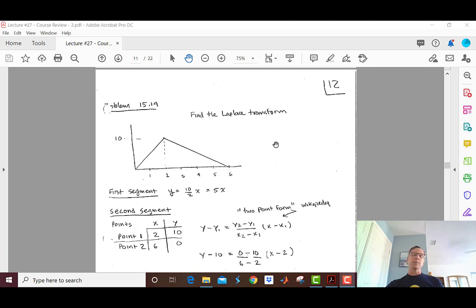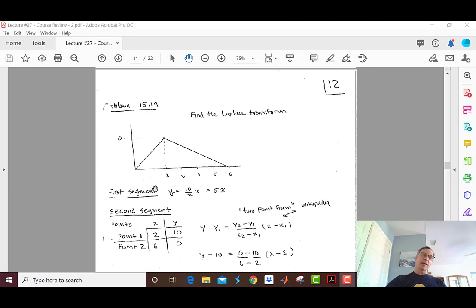Okay, let's do an example. We want to find the Laplace transform of this little function here. It's kind of a funny little triangle function. My strategy is that I see a line going up like this, and it goes between 0 and 2. And I can get the equation of that line pretty easily.